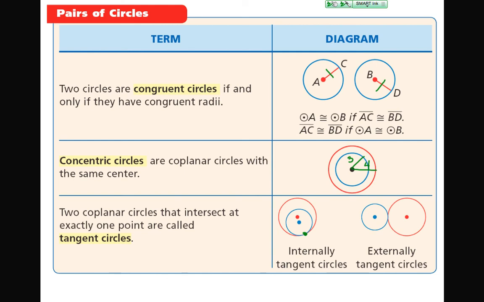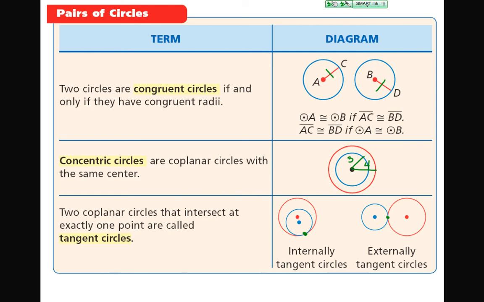In the second picture, the two circles are tangent. They touch at one point right there, but they're completely outside of one another, so they're referred to as externally tangent circles. If you tie the terms internal and external to the circles, that might help you remember which way they look. Tangent circles have to touch at one point.